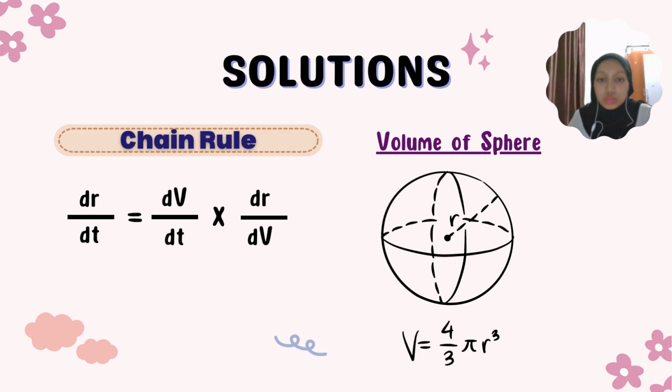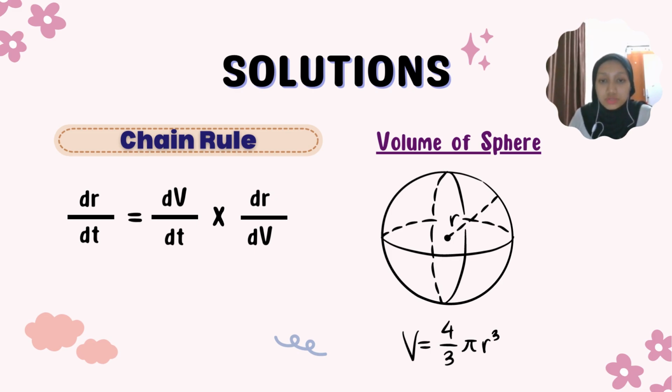So dr over dt equals dv over dt, which is the information that we got from the question, which is 3 cm cubed per second, and then times dr over dv. So dr over dv is the first thing that we need to find before we try to find dr over dt, which is our objective for this question. So how to find dr over dv?